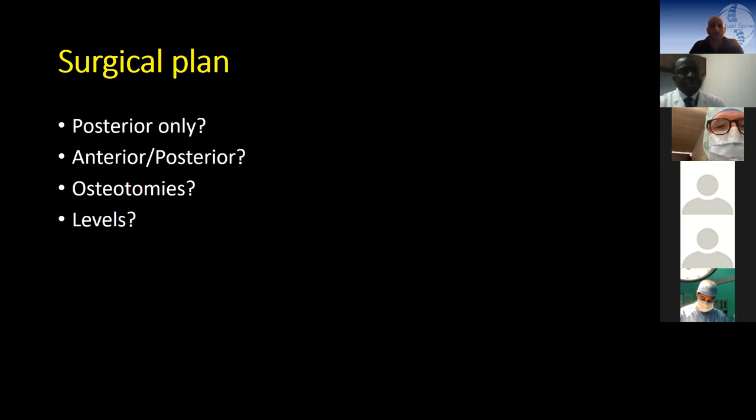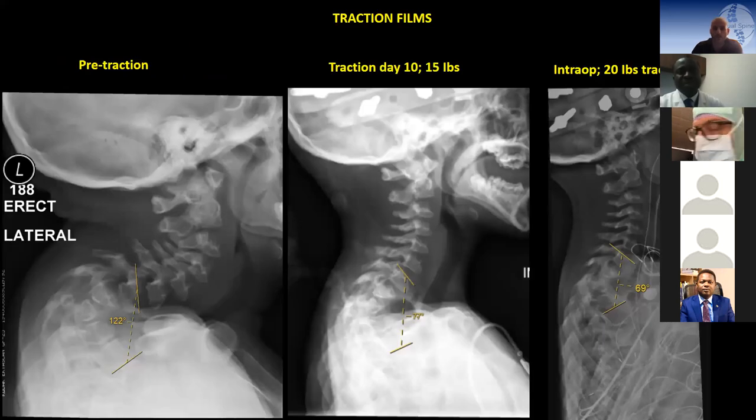All right. So now that we know what the traction has done for this deformity, what is our surgical plan? Do we do a posterior only surgery? Do we do anterior, posterior? Do we do some osteotomies? And what levels do we consider in this patient?